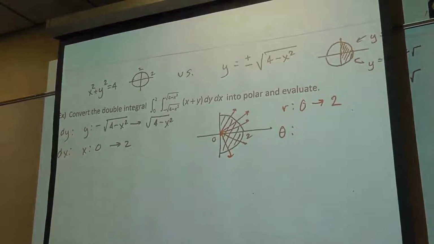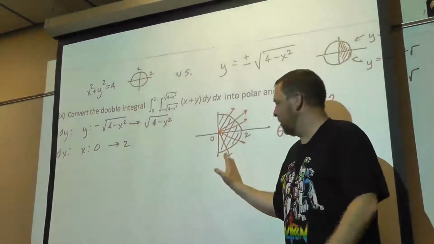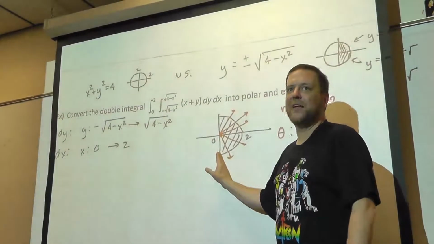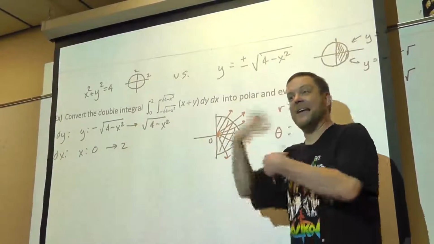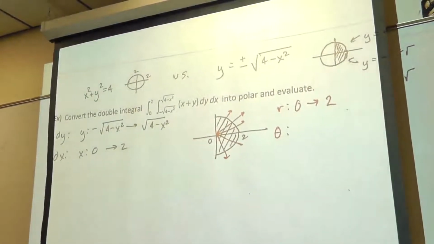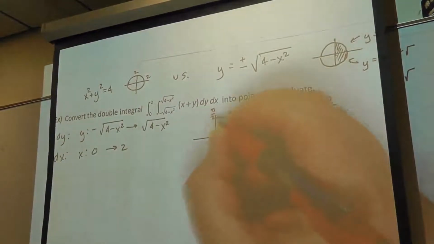Negative pi over 2 to pi over 2. Yeah, because you're in the first and the fourth quadrant, you don't want to make the mistake of calling this 3 pi over 2 and then calling this pi over 2. You're actually causing your theta to decrease. Theta needs to be in an increasing orientation. So you want to think of this as negative pi over 2, and this is pi over 2 for this particular kind of shape.